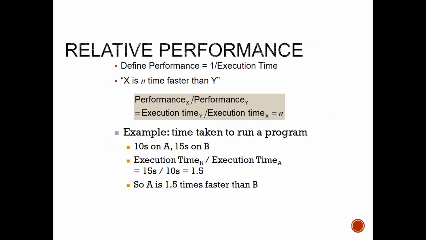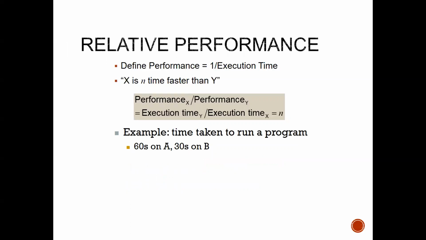For example, the time taken to run a program is 10 seconds on A and 15 seconds on B. Execution time B divided by execution time A is 15 divided by 10, which equals 1.5. So this means A is 1.5 times faster than B. Here you can see if you want to find how much faster A is, B must be divided by A.